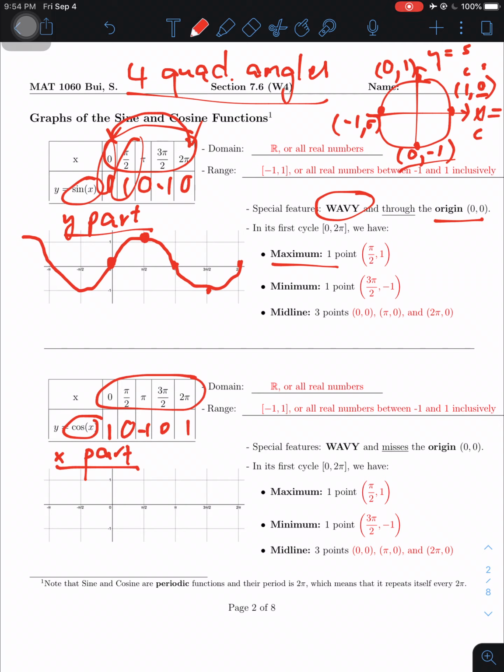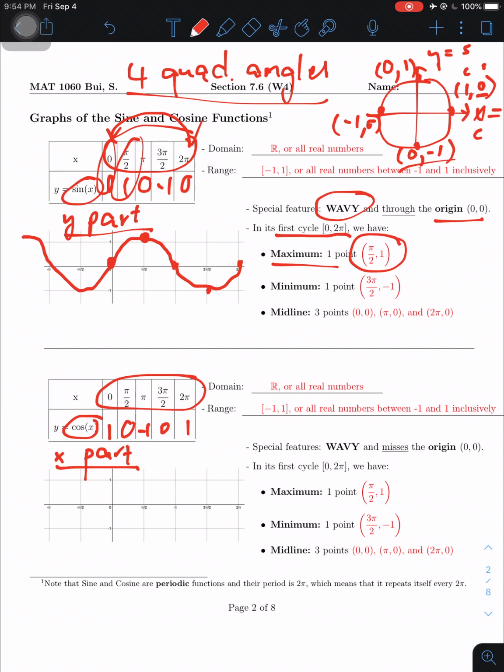This one is a maximum, right? Because it's like the highest point there. So we have one point as pi over 2 and 1. And notice that we're going to have a lot of maximum points, right? But to keep it simple, let's consider only the first cycle.